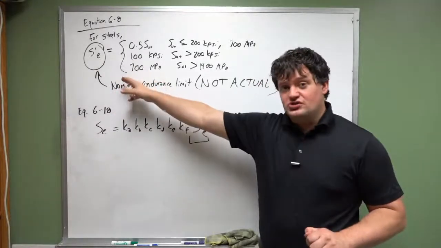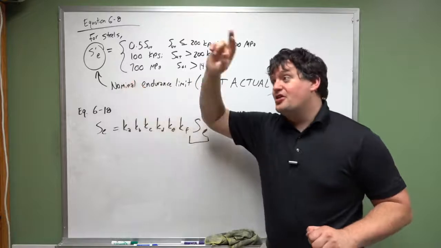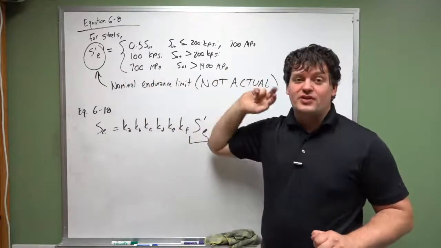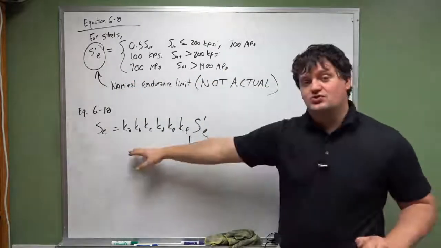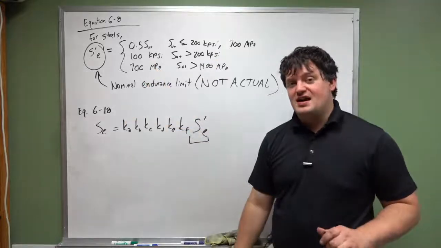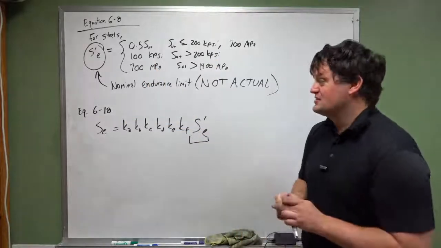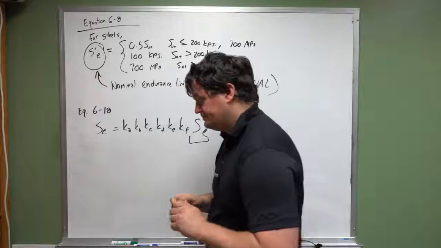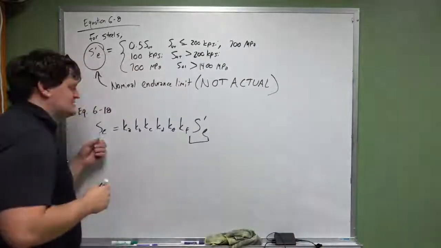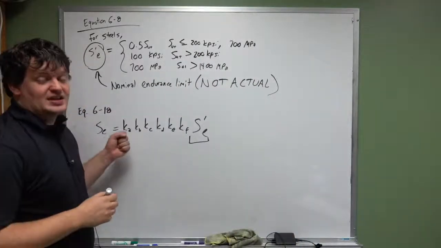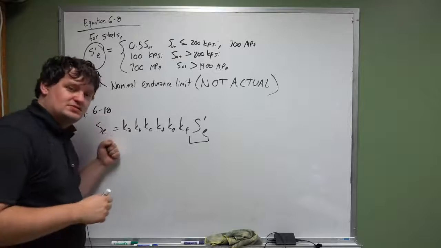This is not your endurance limit. That is only an estimate, a nominal value that is used to find the actual one. Do not give me that as your endurance limit. Okay? This is the value you need to give me. If I ask you for an endurance limit, it's this.